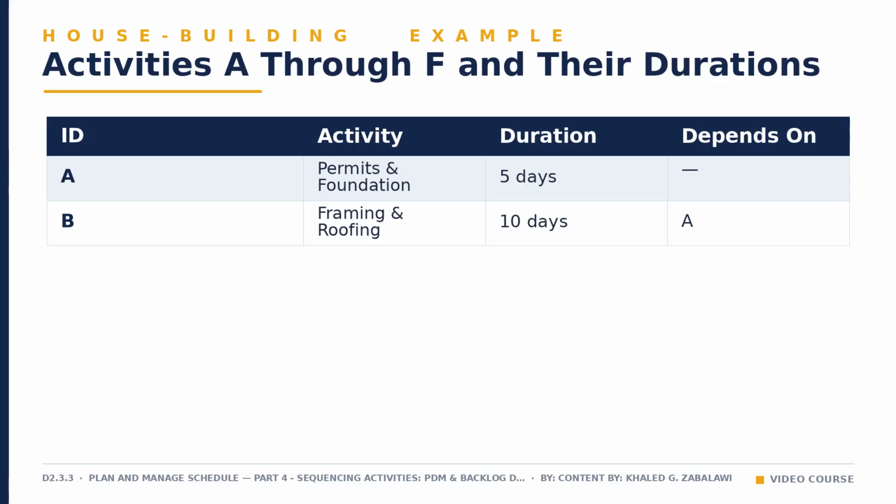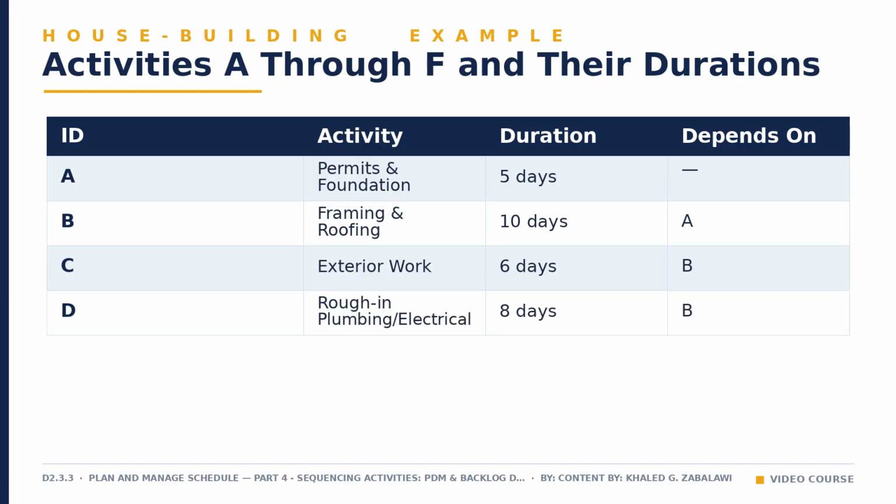It depends on a finish to start link, since you cannot frame a house before the foundation and permits are complete. Activity C is exterior work, siding and windows, taking 6 days. It depends on framing and roofing, B, finishing first, since you need the frame up before attaching the exterior. Activity D is rough-in plumbing and electrical, taking 8 days. Like exterior work, it depends on framing finishing. Notice C and D share the same predecessor, B, so they can run in parallel.